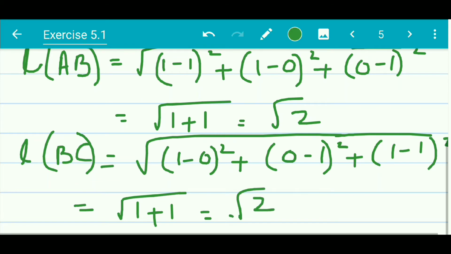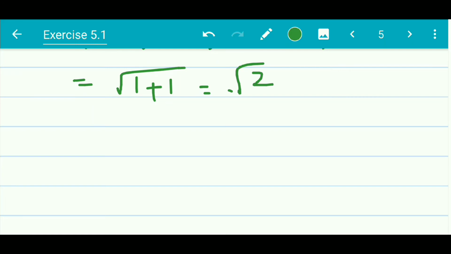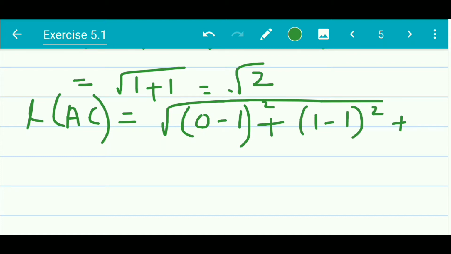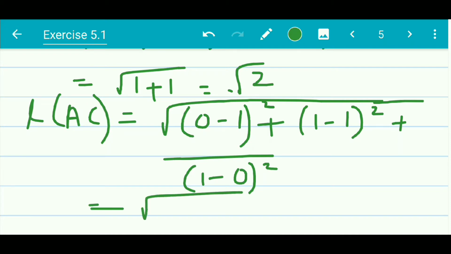Then similarly, length AC. Again the same thing we do, that is 0 minus 1 square plus 1 minus 1 square plus 1 minus 0 square. So this becomes root of 1 plus 1, which is root 2.